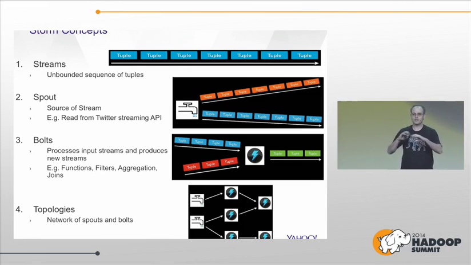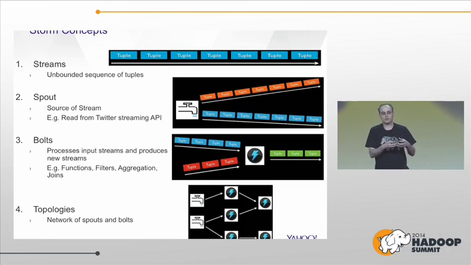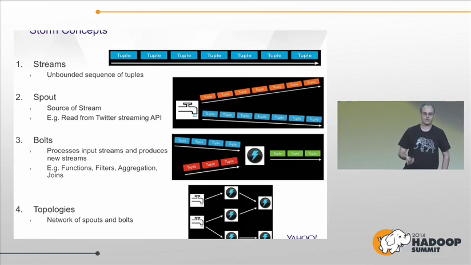Bolts are individual pieces that consume one or more streams and may produce zero or more streams. So they do the processing. They can do aggregations, they can do filters, all kinds of different things. And a topology is these different pieces put together. When you actually want to do something interesting in the processing, you put all these different pieces together to create a topology.